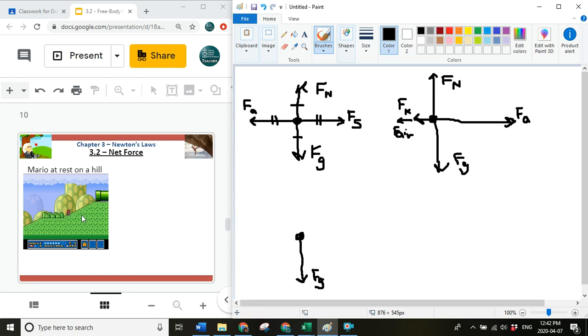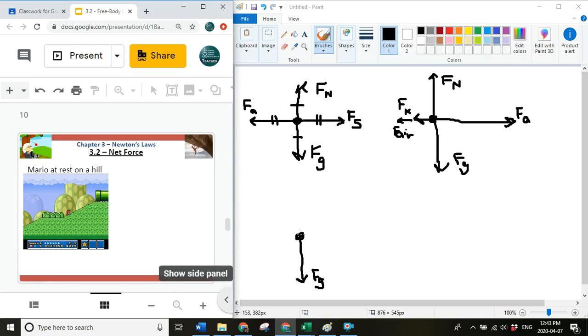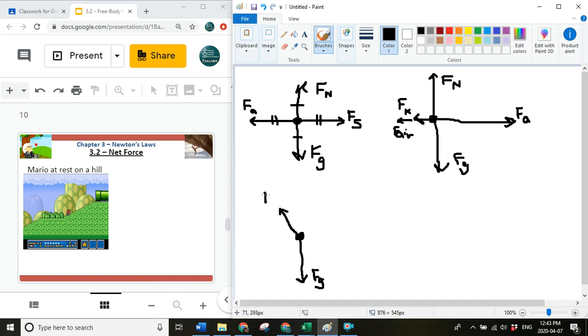Remember, the ground is pushing back on Mario, but it's not pushing straight up. It always pushes perpendicular to the surface. So if the surface is like this, the normal force is pushing out this way. So you'll see it's at a slight angle. Slight angle like that. Fm.